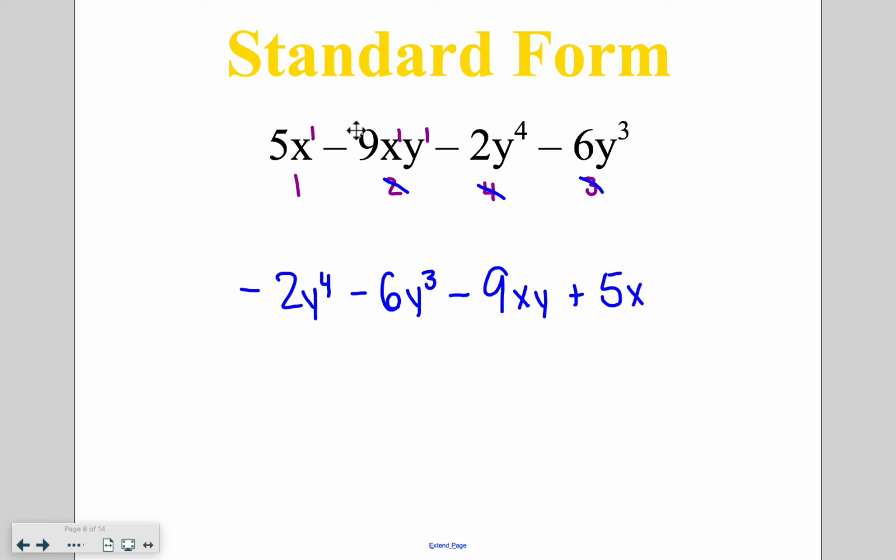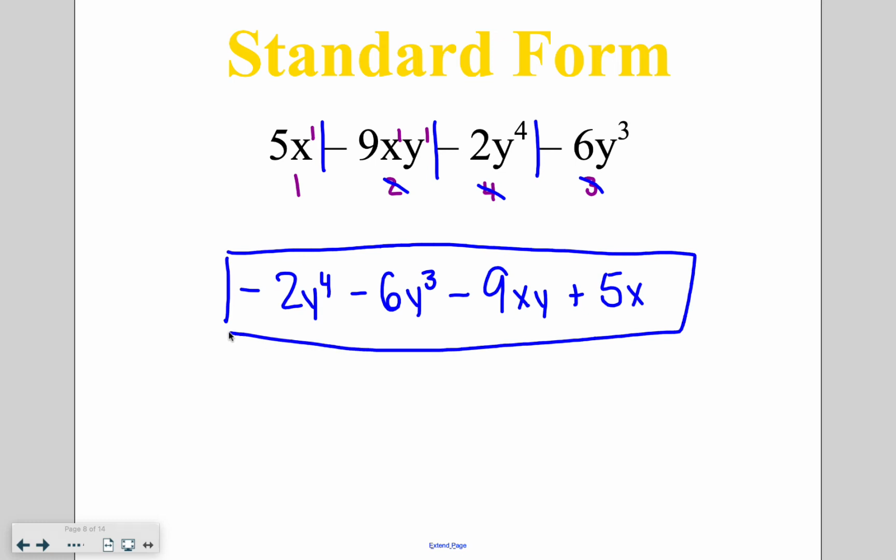Notice, whatever value is in front, so positive or negative, moves with each term as it goes. So the negative in front of the 9 stayed with the 9. The negative in front of the 2 stayed with the 2. The negative in front of the 6 stayed with the 6. And the 5 was positive, so it was plus 5. So this is writing our polynomial in standard form. The other piece is to identify the leading coefficient, and that is the front number in standard form. So in this case, it is negative 2.